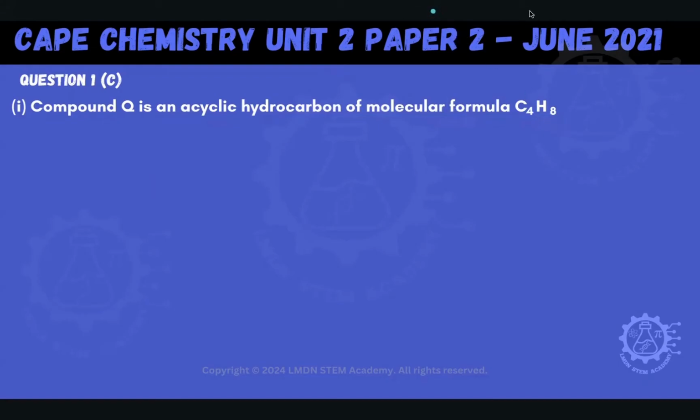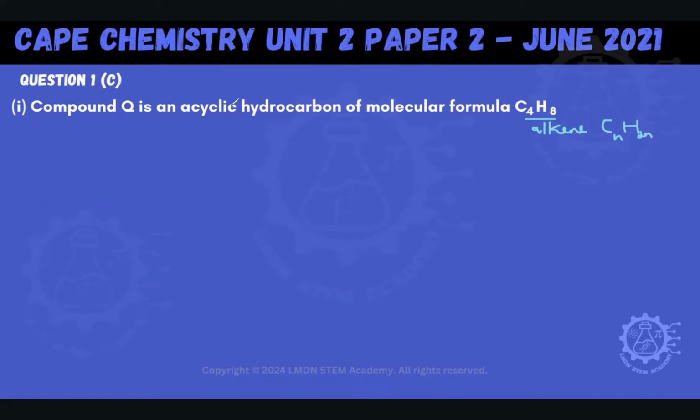And so when we generally see molecular formulas, one of the first things that we want to do is immediately connect in our heads what homologous series that belongs to. And I can see right away that that's an alkene, because it has the general formula CnH2n.